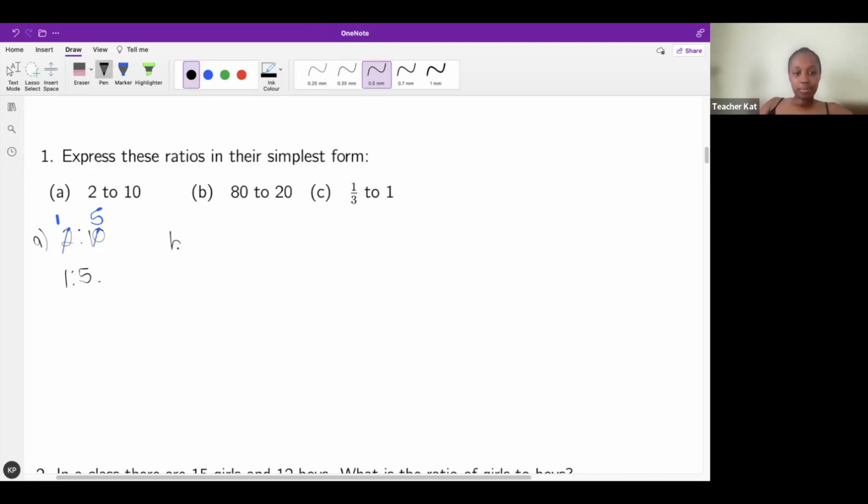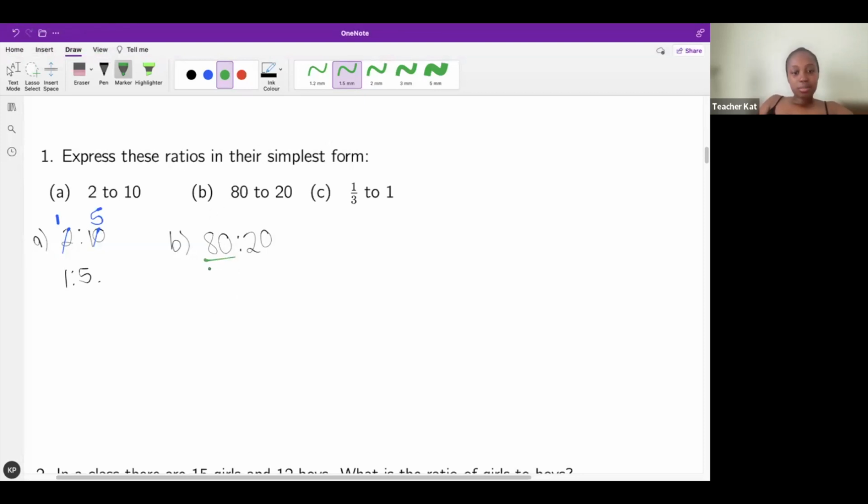Okay, let's do B. 80 to 20. First, I'm just going to rewrite it with the original numbers. Now, what is the highest common factor? These two have a lot of common factors, but what is the highest one between 80 and 20? Anyone? What is any common factor between 80 and 20? 10. Yes, 10 is one of the common factors.